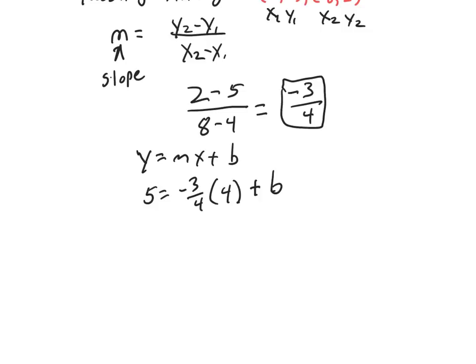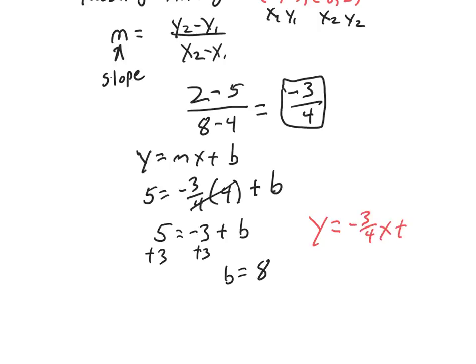Okay, so let's go ahead and do negative 3/4 times 4, which is just going to equal negative 3. So we get 5 equals negative 3 plus b. And if we add 3 on both sides, b is going to be equal to 8. So put in our b value, our m value into our formula, and we're going to get y equals negative 3/4 x plus 8.